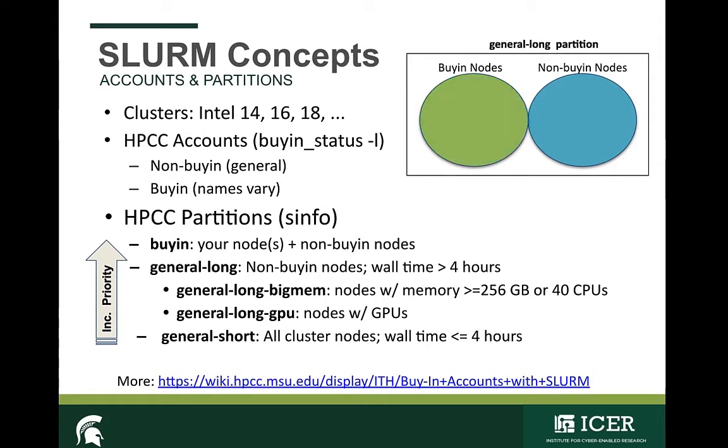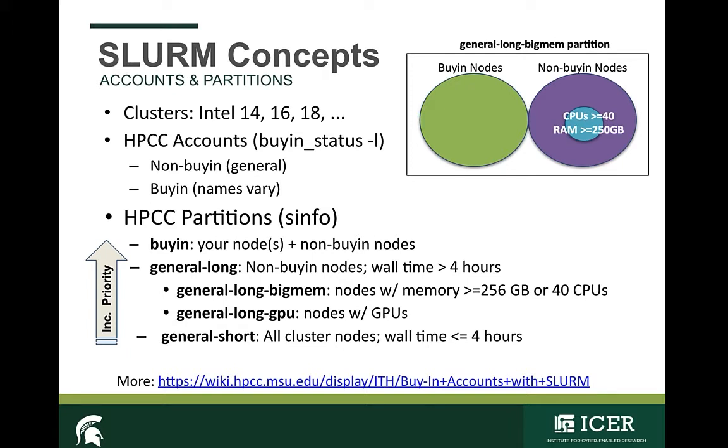The second partition is the general long partition, and it includes all non-Buyin nodes. Jobs that request a wall time greater than 4 hours are automatically submitted to this partition. A subset of this partition is the general long big mem partition, and this includes nodes with memory size greater than or equal to 256 GB or 40 or more CPUs. Jobs requesting high memory or core count are automatically submitted to this partition.